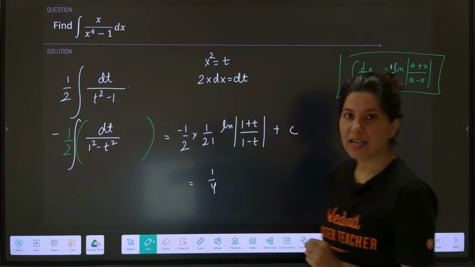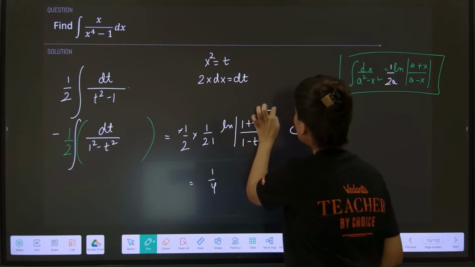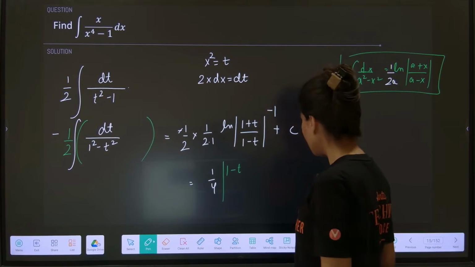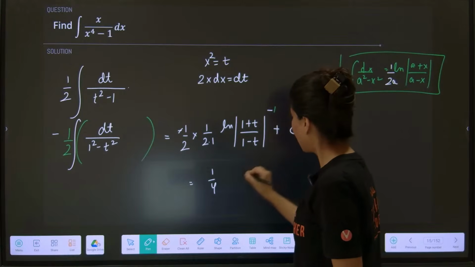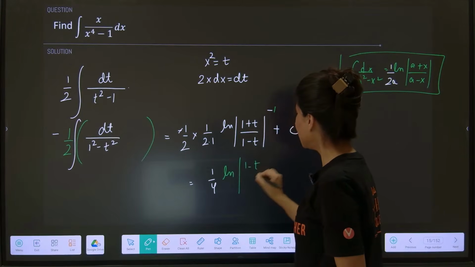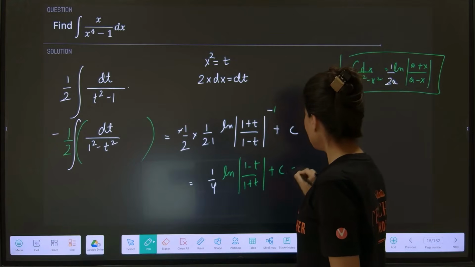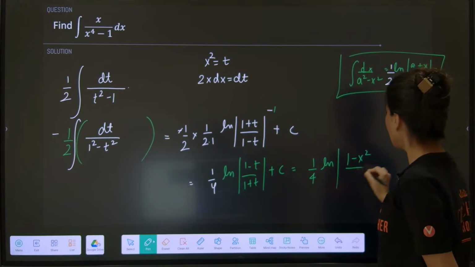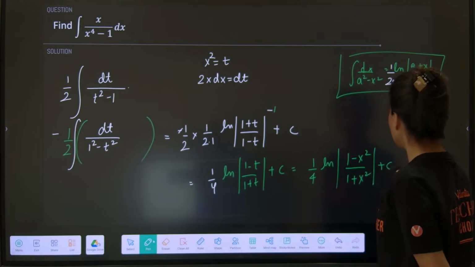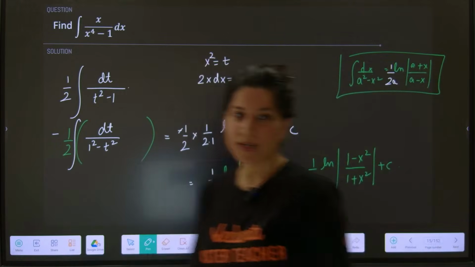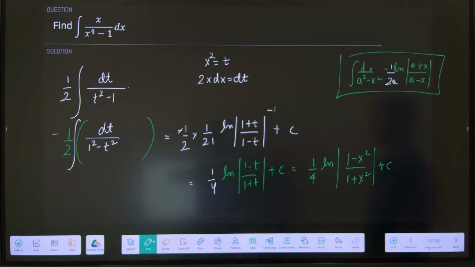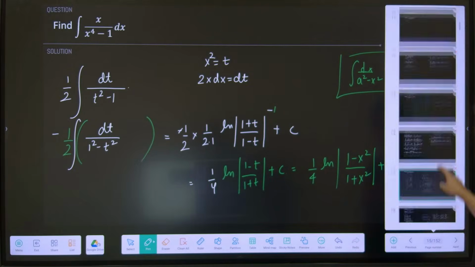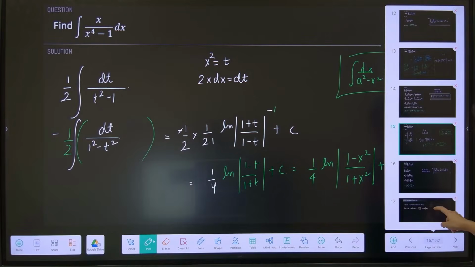But you know what? This minus sign, I will remove it from here and apply it here. So it will be minus 1, reciprocal of it. So 1 minus t will come over here in the log. Log of 1 minus t upon 1 plus t plus c. So this is 1 by 4 log of mod of 1 minus x square whole upon 1 plus x square plus c. Okay. Yes. So this is the answer, right?